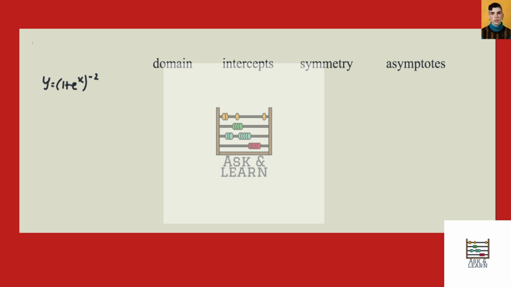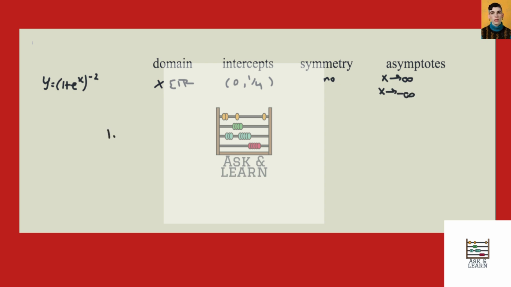So the domain for this function is x is all real. Intercepts, we have one at (0, 1/4). There's no symmetry. And let's check for asymptotes. So we're going to set the limit to infinity and negative infinity.